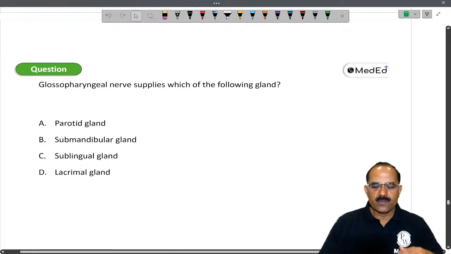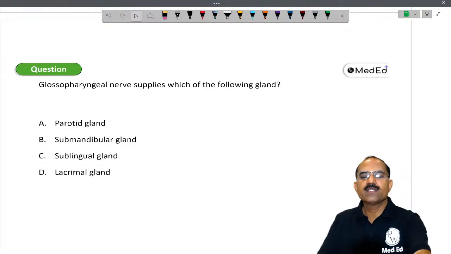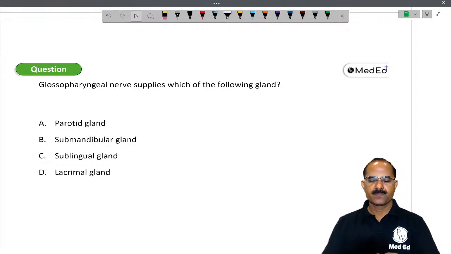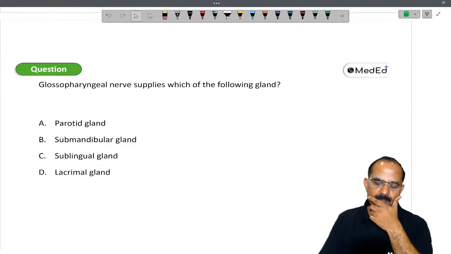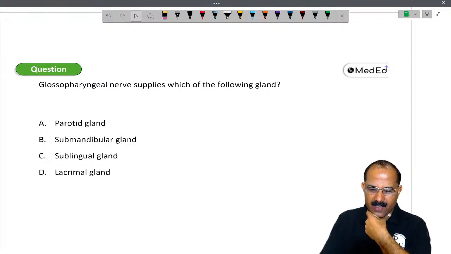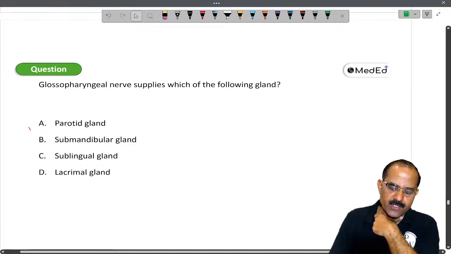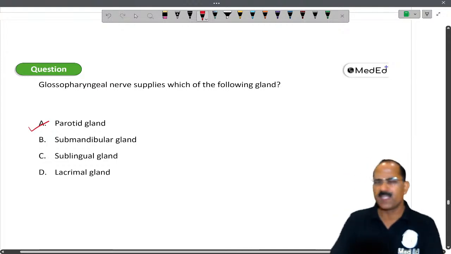Come to the next MCQ. Glossopharyngeal nerve supplies which of the following glands? बच्चों, come on, answer this. Glossopharyngeal nerve supplies which of the following gland? Answer this. A. Glossopharyngeal nerve supplies the parotid gland. Very nice. Very good, bacha.